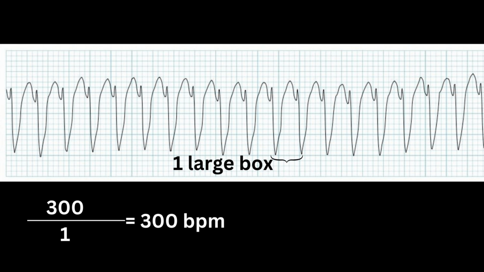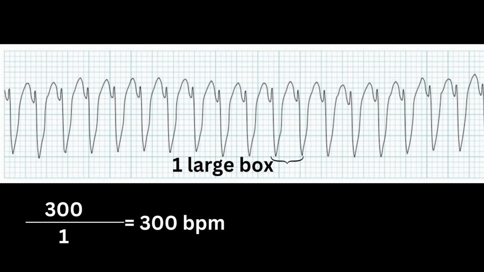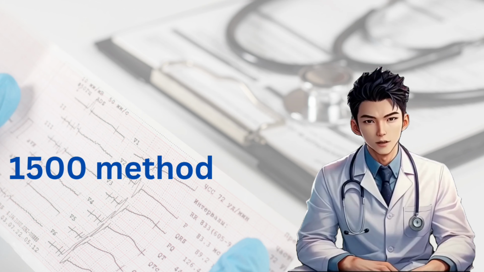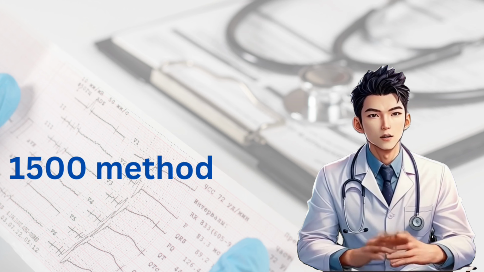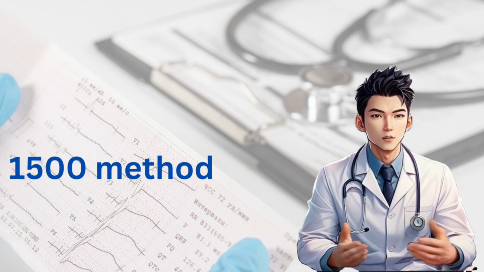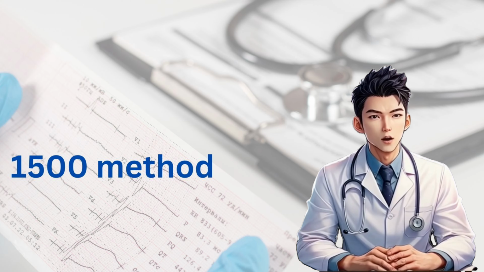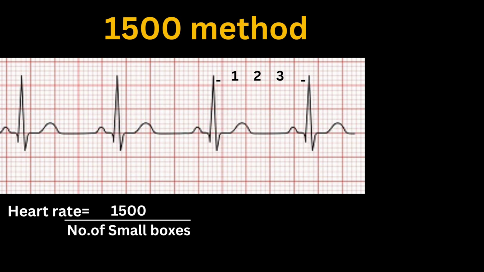So 300 divided by the number of large boxes, which is 1. So the rate of this ECG is also 300 beats per minute. Now the third method of calculating rate on ECG is called the 1500 method. In the 1500 method, you divide 1500 by the number of small squares.